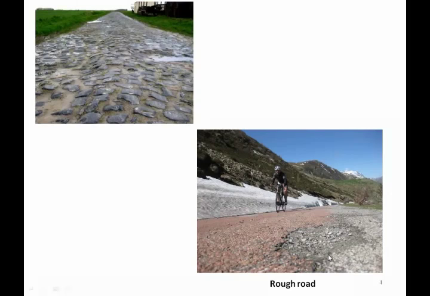Each year, there are several historic competitions with cobblestones in Belgium and mainly Paris-Roubaix in France, with 55 kilometers of road with cobblestones. Cycling on cobblestones is an extreme condition, but it is not the only condition with vibration. Cycling on rough road also involves vibration exposure, and it is the main condition in cycling.